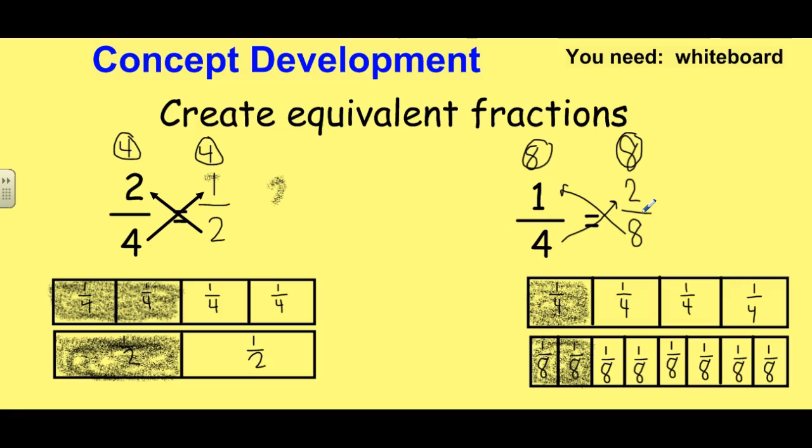Because sometimes you may get a question where it says what is equivalent to 1/4, and they give you lots of options, but only one option is actually the right answer. So if you're not sure, you can always draw a model, or you can always cross multiply.